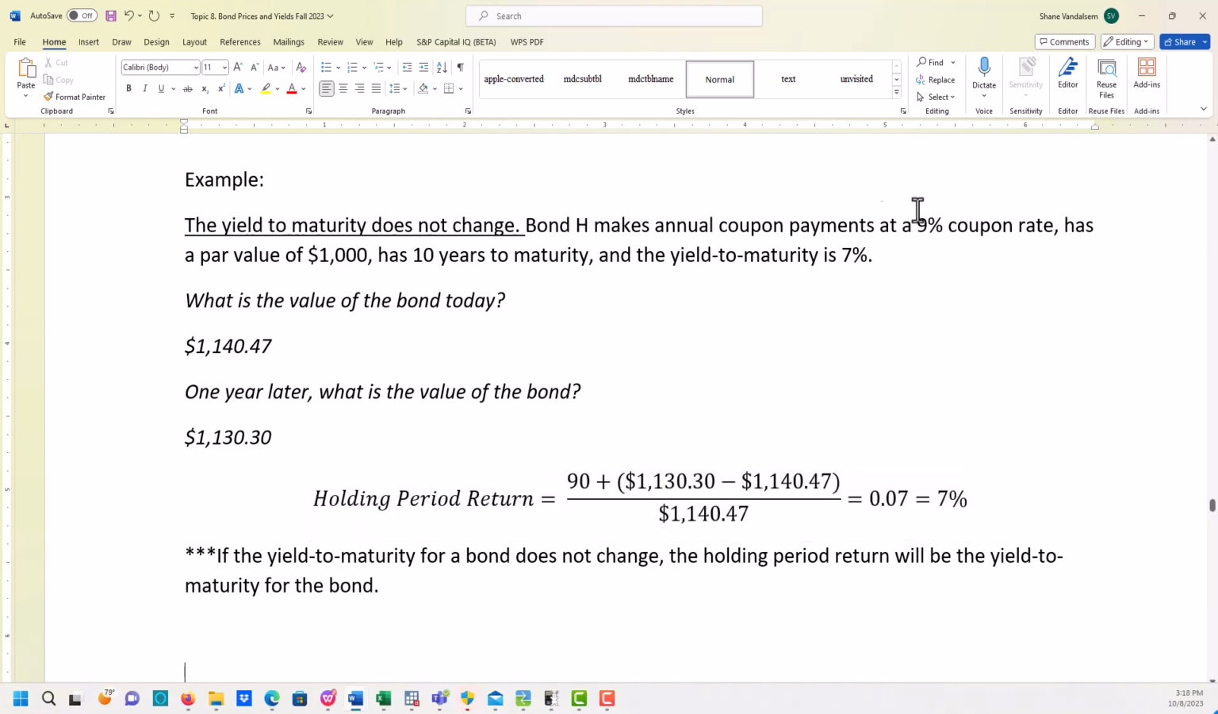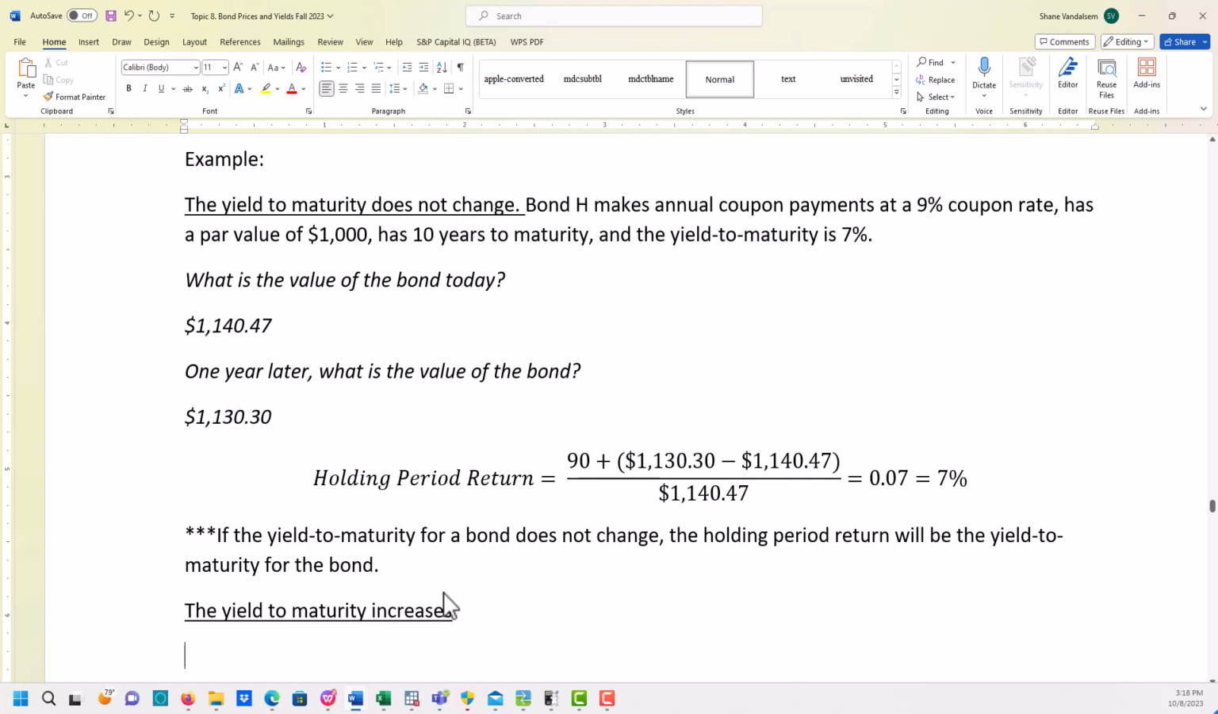So in our second example here, we're going to start with the same bond, bond H, but in this case, we're going to say the yield to maturity increases. In our second example with this bond, the yield to maturity increases from 7%, and I'm going to make life easy here, to 9%, from when the bond had 10 years to maturity to when it had 9 years to maturity.